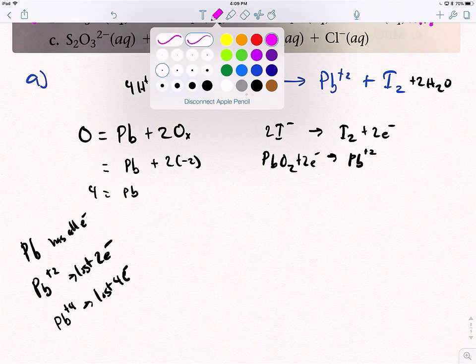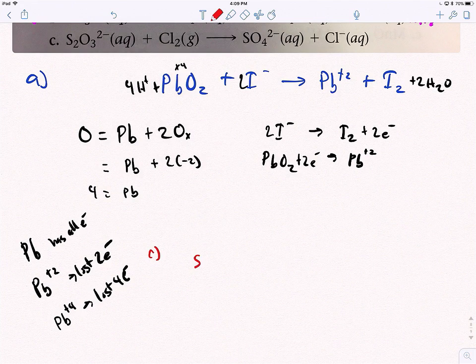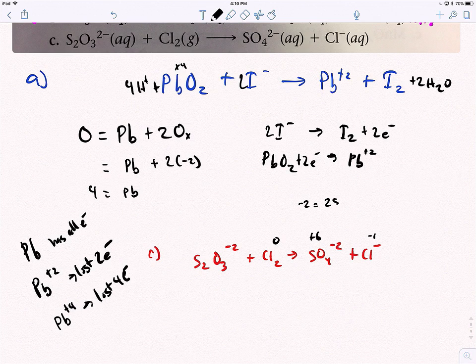So let's see here. For part C, you have S2O3 minus 2 plus Cl2 makes SO4 minus 2 plus Cl minus. As we've stated before, this is plus 6, this is minus 1, that's 0. What about sulfur in S2O3? Minus 2 is 2 times sulfur plus 3 times minus 2. So add 6 to both sides, 4 is 2S, or S equals 2, so this is plus 2.